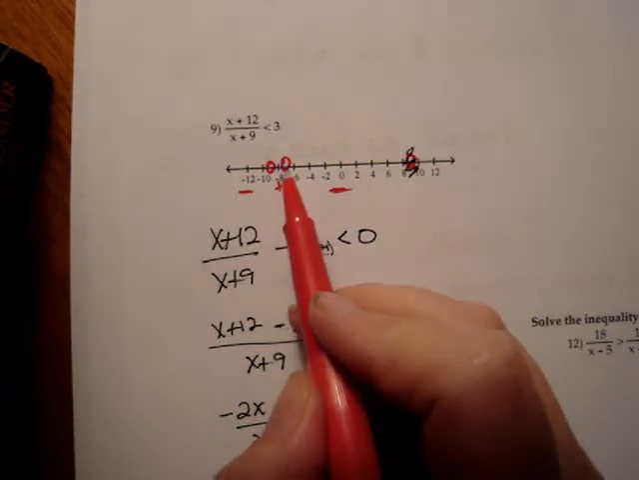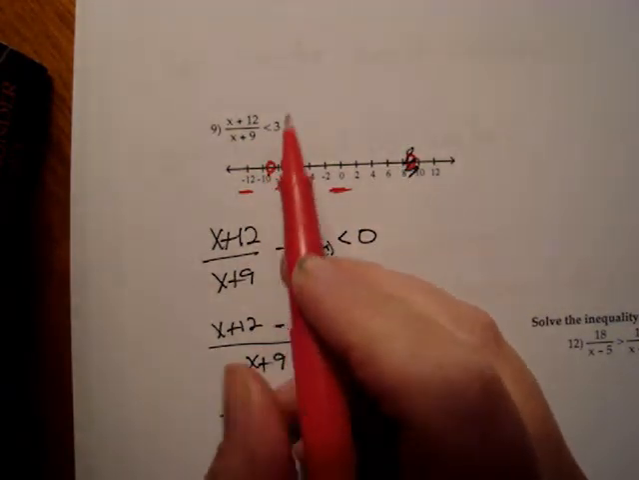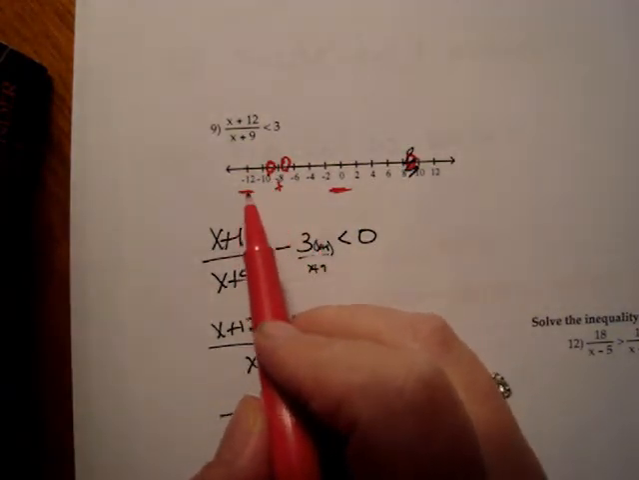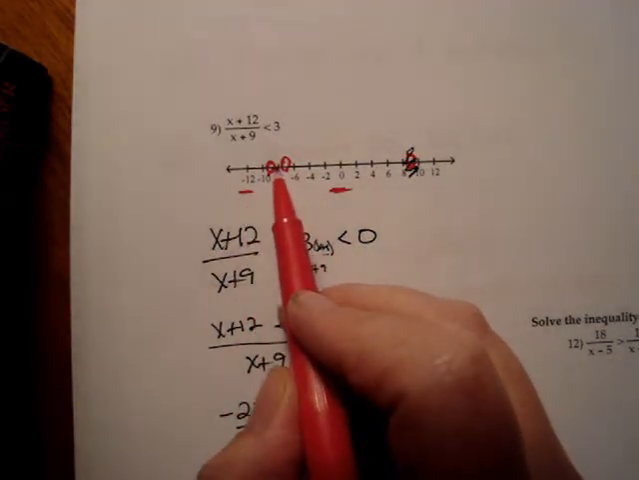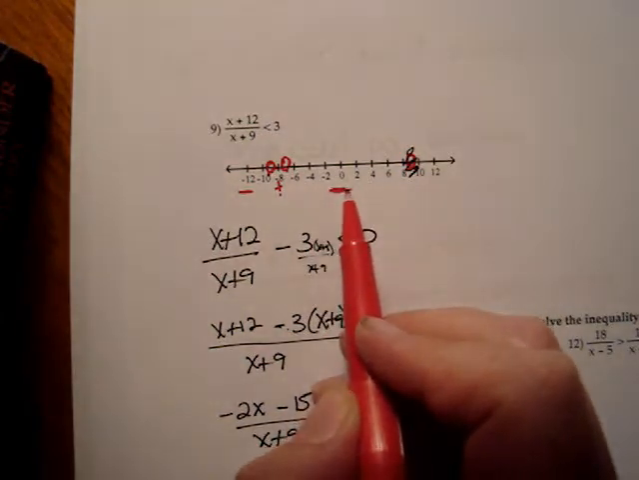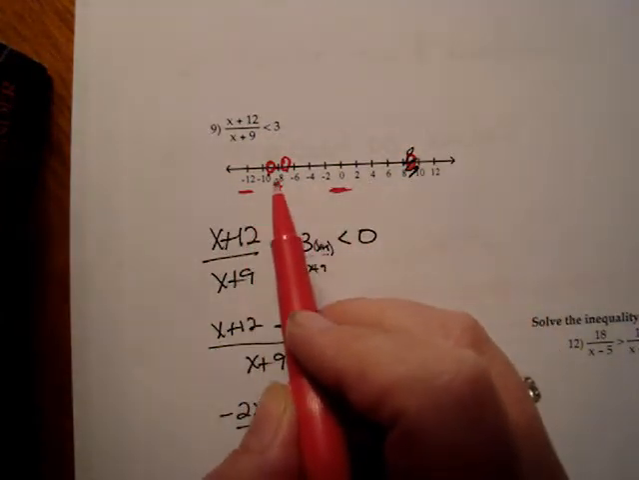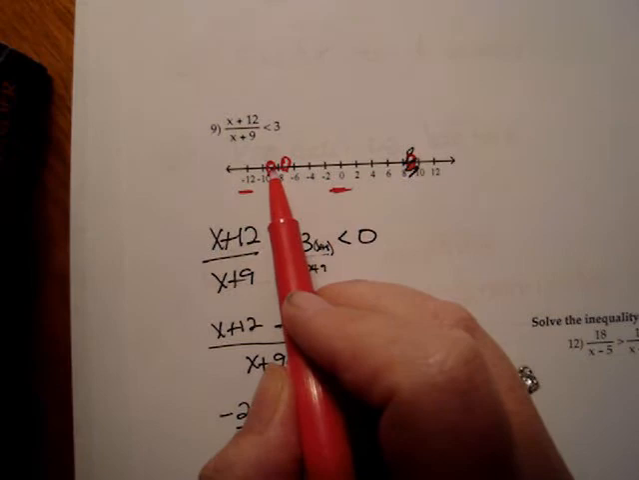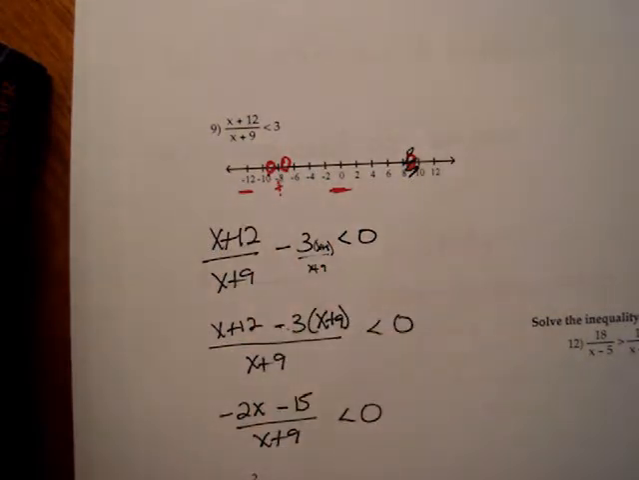So my zeros are -7.5 and -9. When I test -10, I get negative answers out. When I test -8, I get positive. And when I test 0, I get negative. So only one tiny piece is positive between -9 and -7.5.